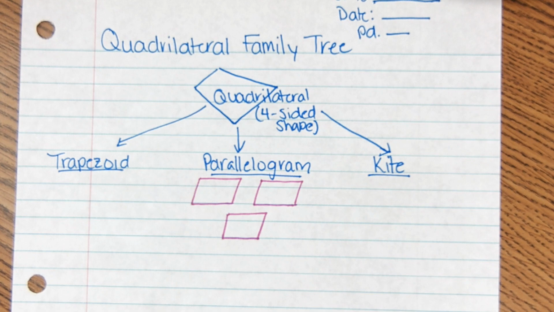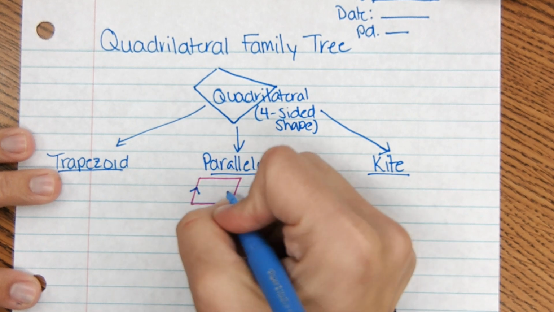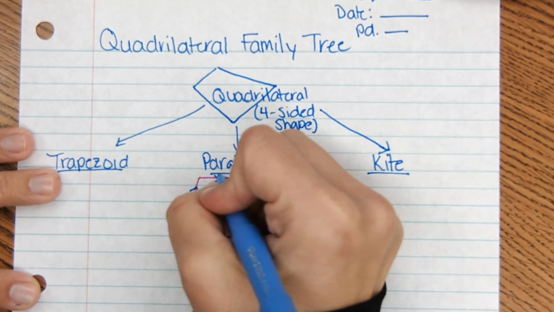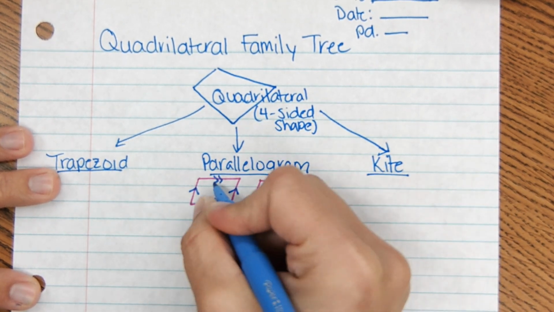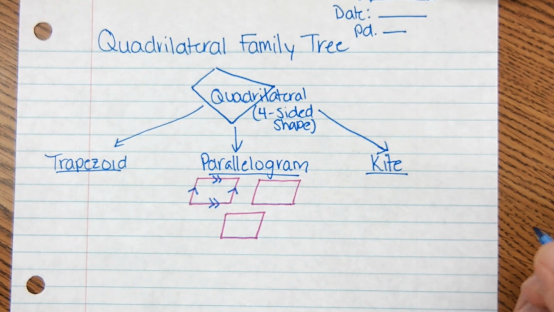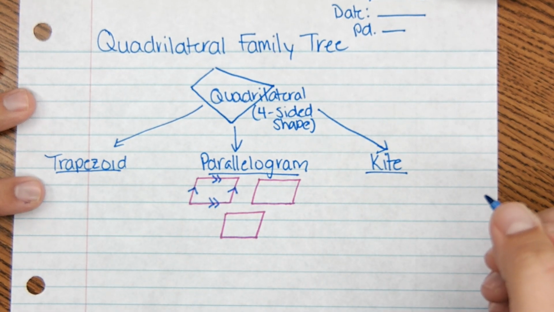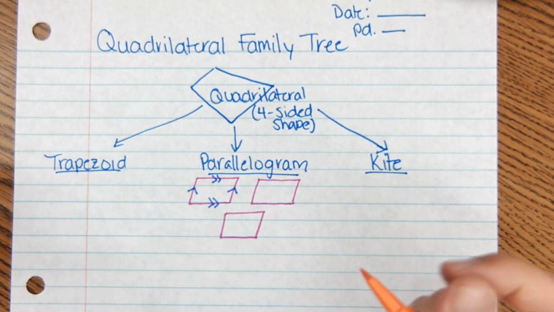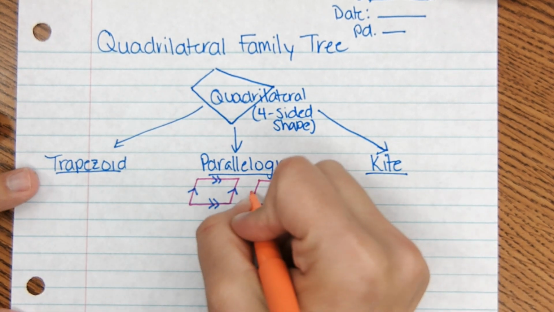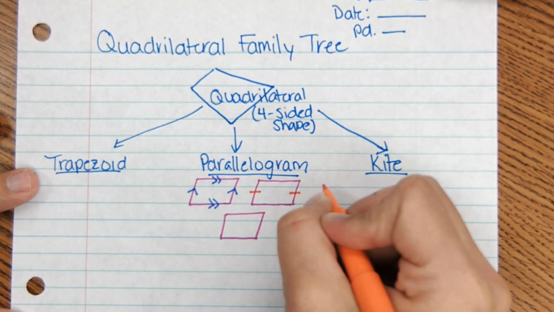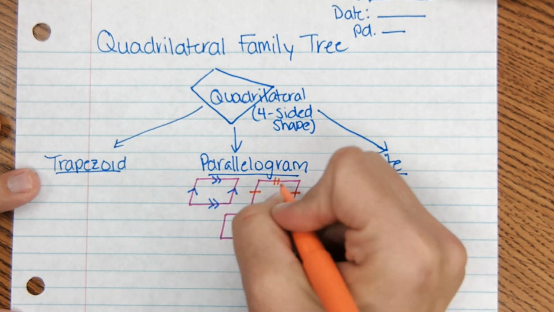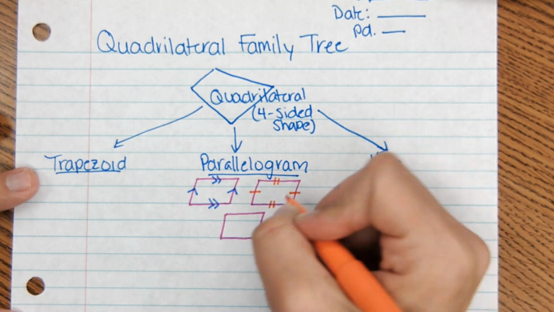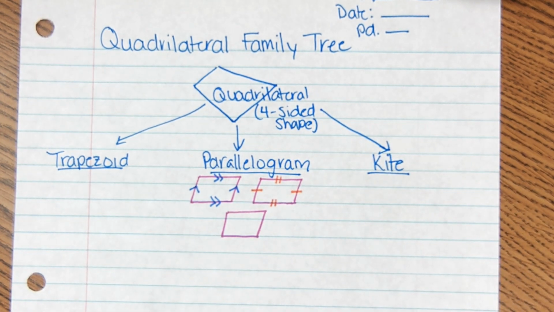Okay, and we learned that for a parallelogram, the opposite sides are parallel to each other. So this side is parallel to this one, and this side is parallel to this one. And if you have 2 sets of parallel sides, you have a parallelogram. We also learned that in a parallelogram, opposite sides are congruent. So the length of this one is equal to this, and this length is equal to this down here. So opposite sides are congruent.